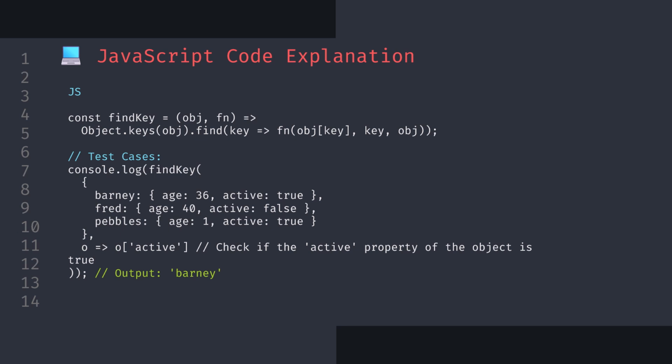This one-liner function is efficient and expressive. We use Object.keys to extract the object's keys, and then find helps us loop through them. Inside the callback, we apply our test function using the current key's value. The first key that passes the test is returned, or undefined if none match.